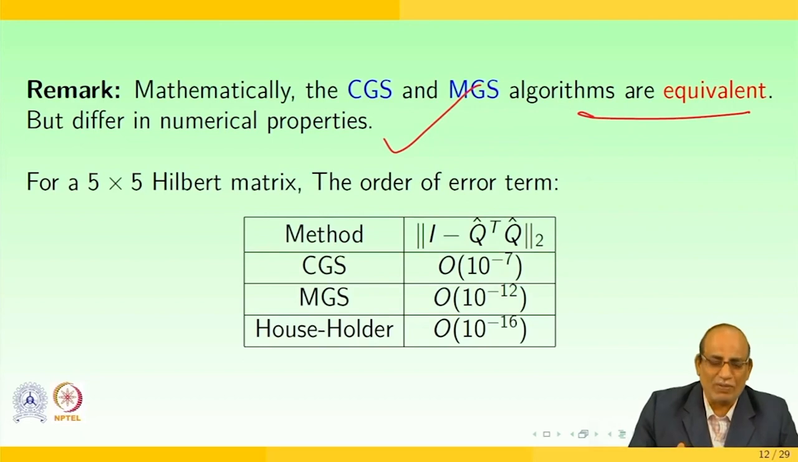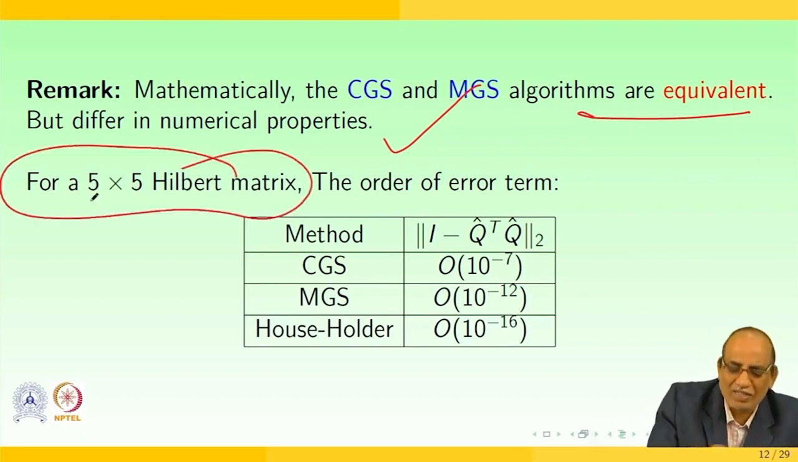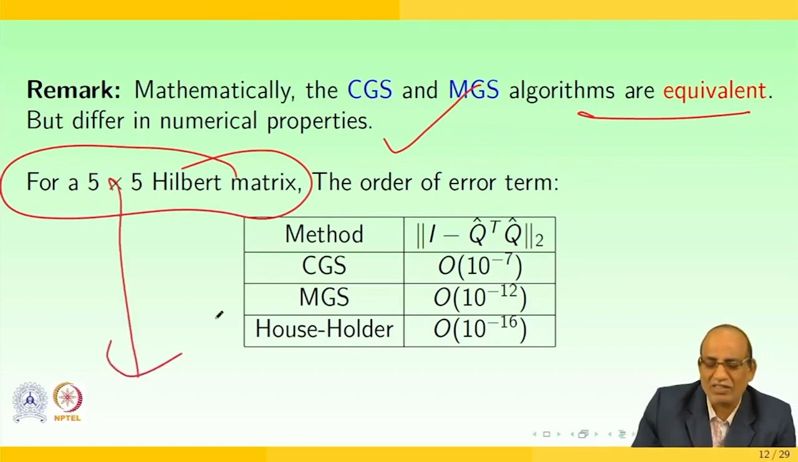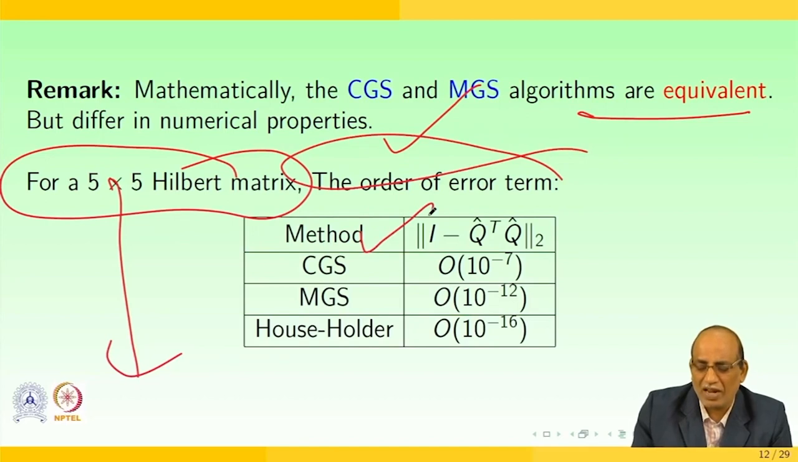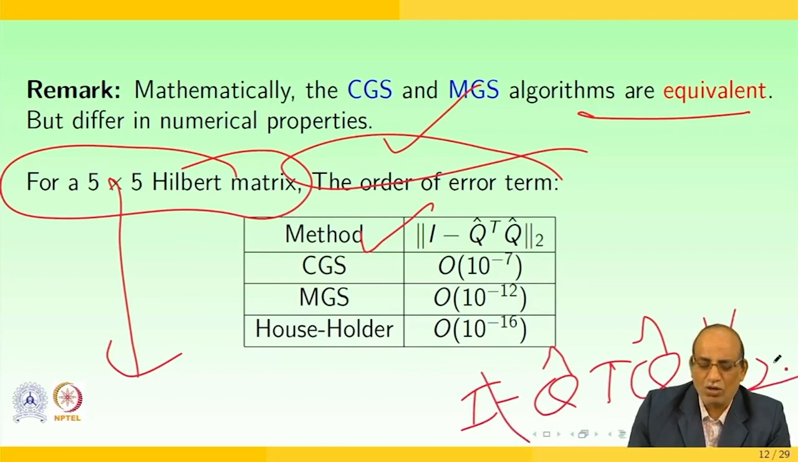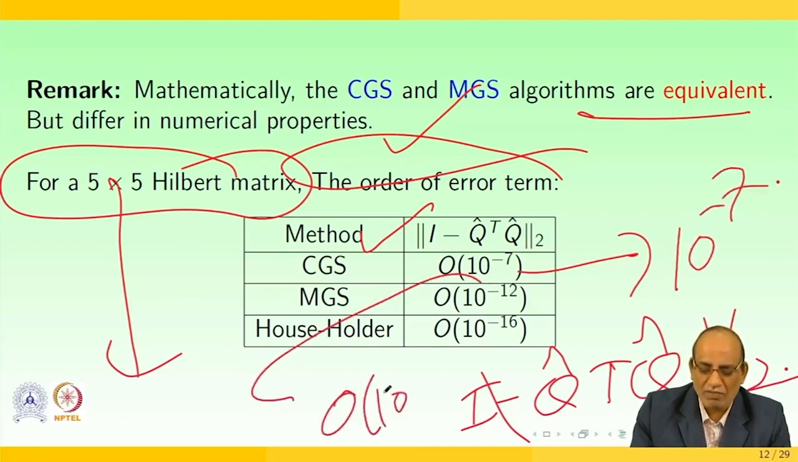Let us confine to a very specific 5x5 Hilbert matrix. As we have already seen the Hilbert matrix, let us take the 5x5 matrix. So what is the order of the error? For each method, I calculate the 2-norm of I minus Q transpose times Q. For the CGS method, the order is 10 power minus 7. You see here, MGS method, order of 10 power minus 12.